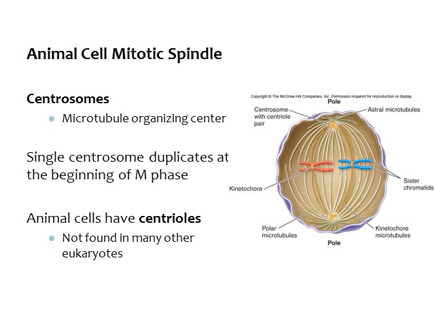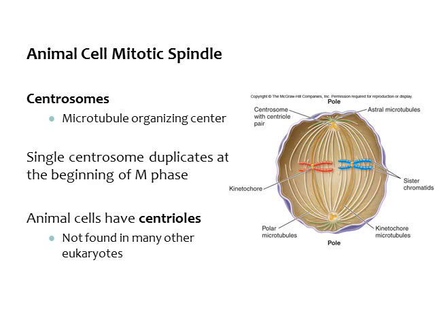So a single centrosome, most cells have one centrosome. It's duplicated at the beginning of the M phase, so during interphase. At the centrosomes, animals have structures called centrioles, which are not found in other eukaryotic organisms, but they just help to organize these different microtubule protein fibers.